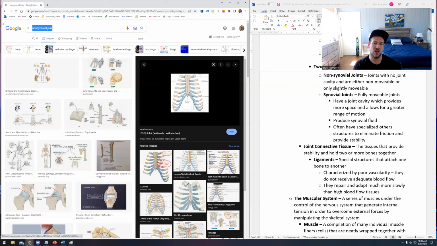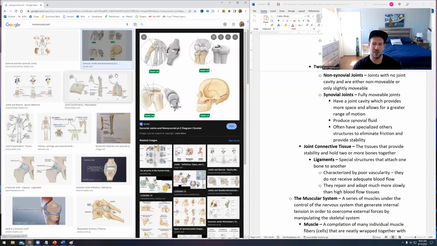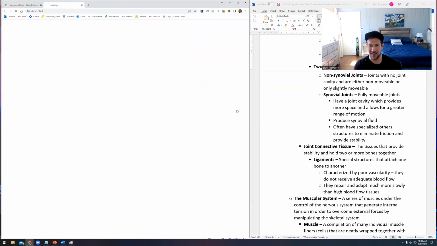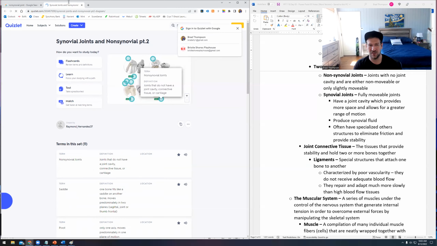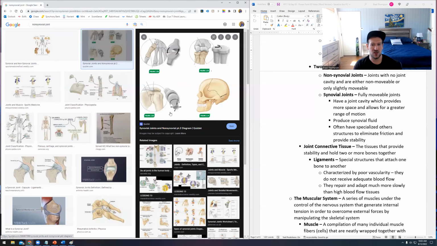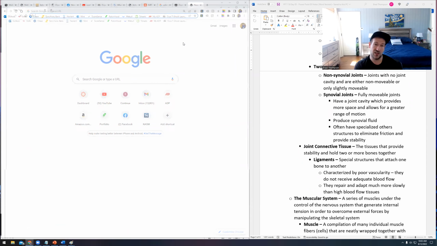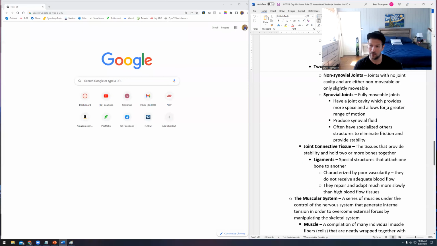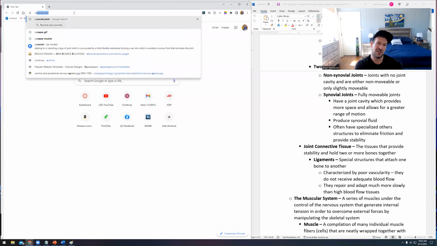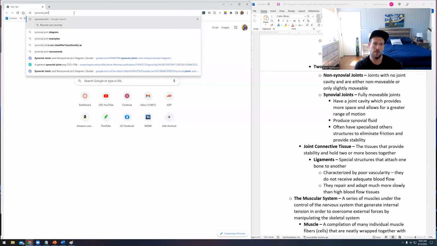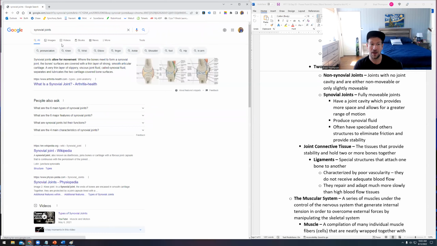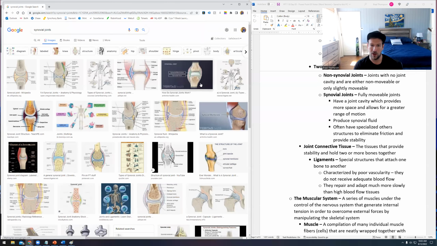The sutures of the skull, we don't want a lot of movement in the sutures of our skull, right? We want those plates to stay exactly where they are. So those are our non-synovial joints. Synovial joints are the ones that fully move, right? So if we look at synovial joints, they have a cavity between them. They have empty space between one bone and the other.